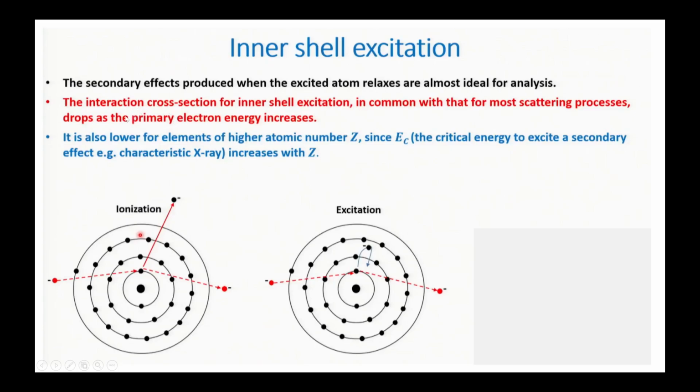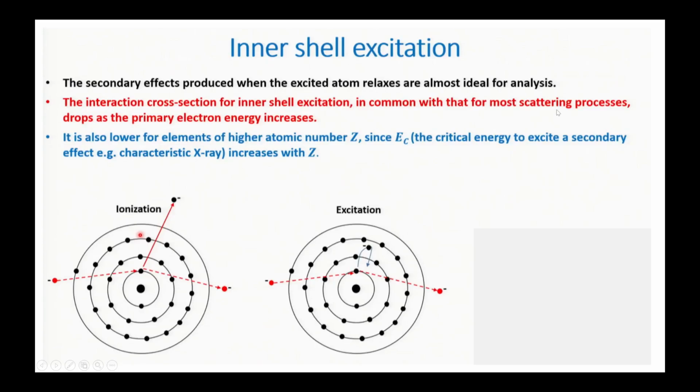Yeah, so let's say the interaction cross section for inner shell excitation drops as the primary electron energy increases. So if it is coming at a very high velocity, it means it has a very high energy. So the interaction cross section for inner shell excitation drops or is reduced, in common with that of the Mott scattering.